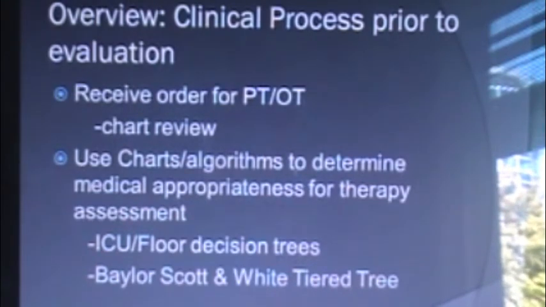Up to this point, this chart review sounds like it could be a typical ICU patient. Where we start to differentiate between a general medical patient and a COVID-19 patient is with the ICU and the floor model decision trees from the Mayo Clinic. And later we'll also get into the Baylor, Scott, and White decision model.